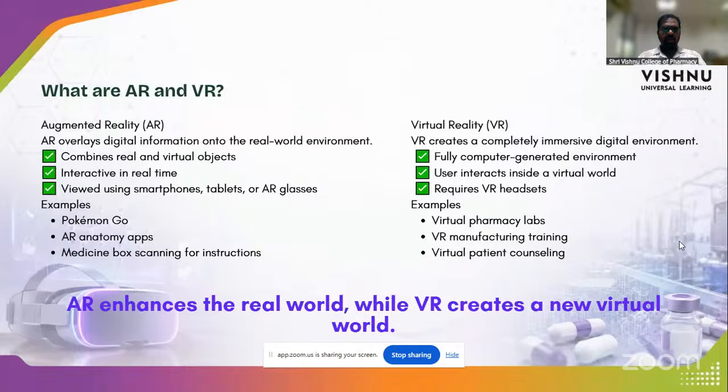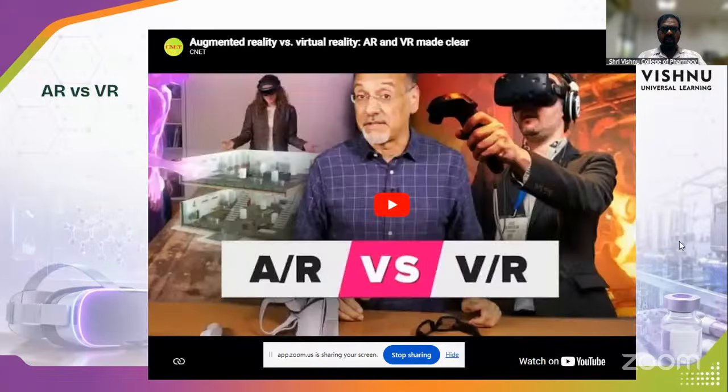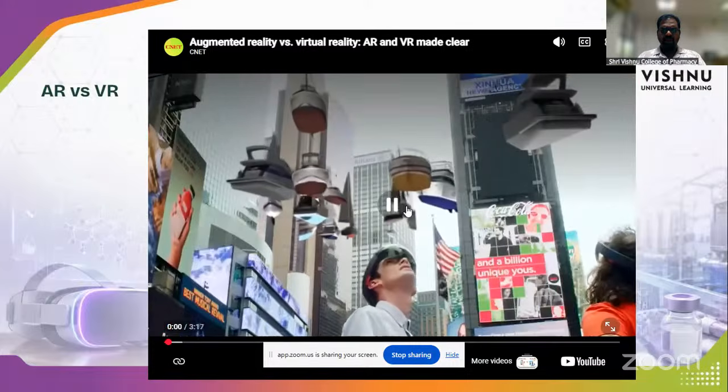systems. In simple words, AR enhances the real world, and VR creates a new virtual world. It's the basic difference between AR and VR. So here is what we see exactly from this video, what AR and VR look like.